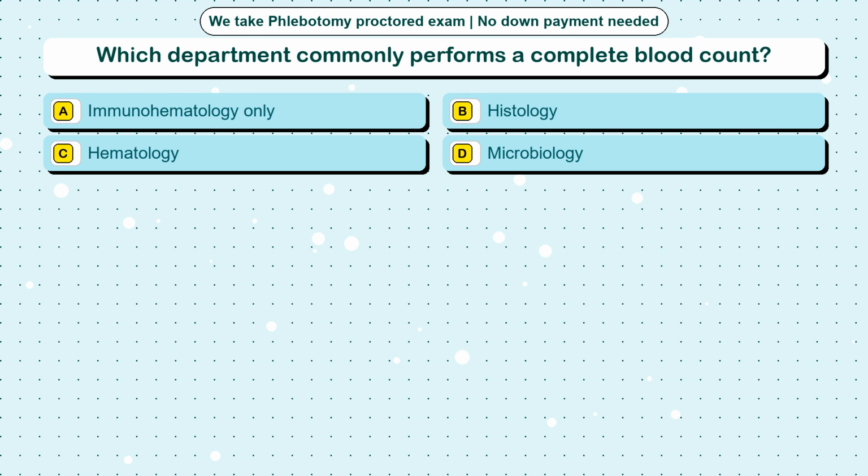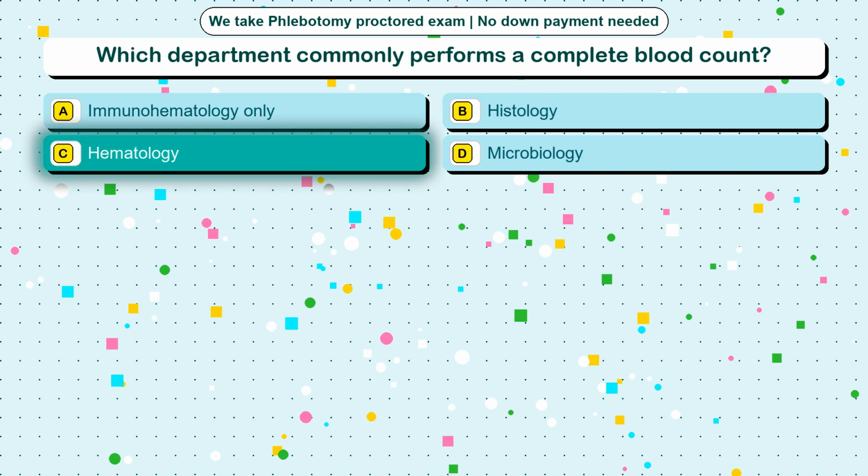Question 97. Which department commonly performs a complete blood count? Option A. Immunohematology only. Option B. Histology. Option C. Hematology. Option D. Microbiology. The correct answer is option C.